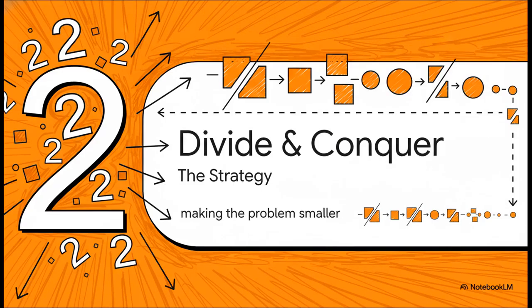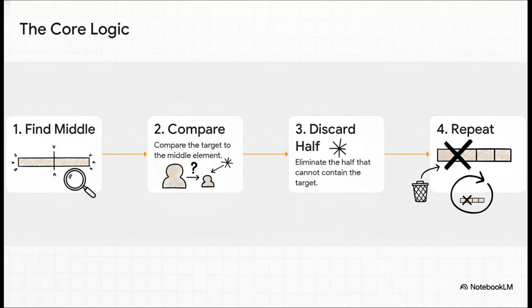And this amazing strategy has a name, and it's a great one: divide and conquer. It's all about making the problem smaller and smaller again and again until it's just too simple to possibly get wrong. The logic behind it is just beautiful in its simplicity. Step 1, you find the middle. Step 2, you compare your target to whatever's in the middle. Step 3, and this is the key, you just throw away the entire half of the list where your target can't possibly be. And finally, step 4, you just repeat. You do the exact same thing on the tiny piece that's left over.